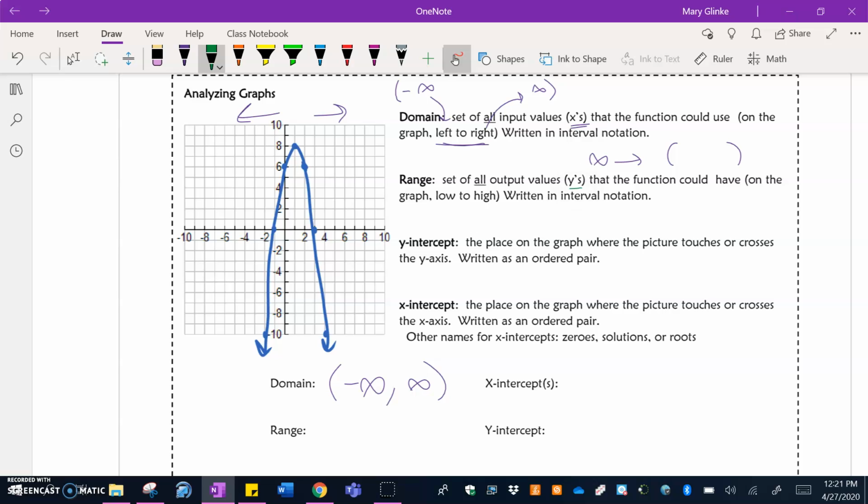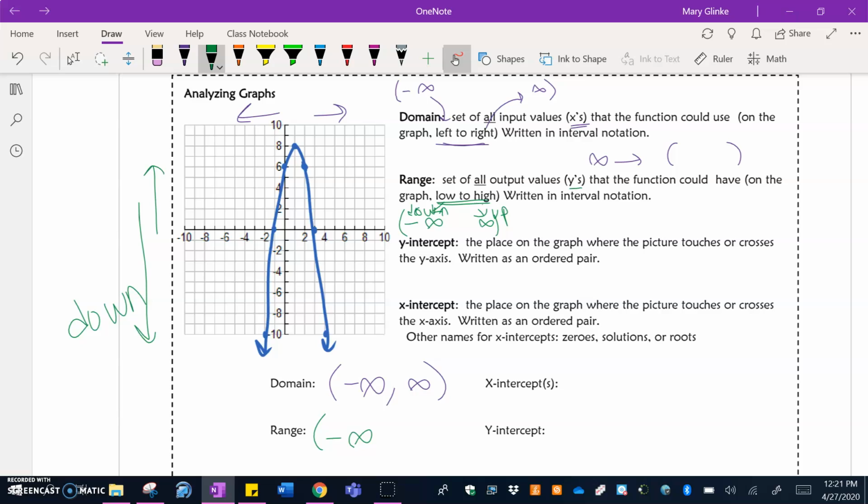Range is your y values from low to high. So if your arrows go down forever, that's going to be negative infinity. If your arrows go up forever, that's positive infinity. Again, this was down. This is up. So for this graph, notice here our graph goes down forever because we have arrows pointing downwards. That means we're going to be going down towards negative infinity, and that's going to have a parentheses.